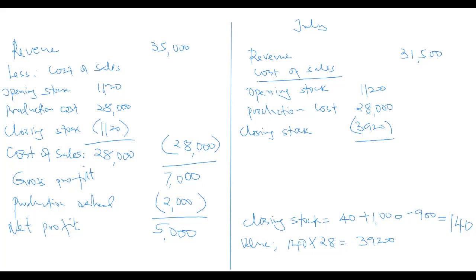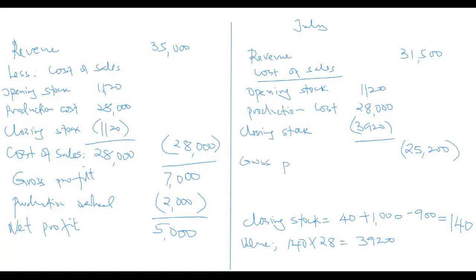So a gross profit of 6,300. So first of all, what's the cost of sale? The net value. 29,120 minus that 3,920. What do you get? 25,200. Therefore, you can say gross profit.